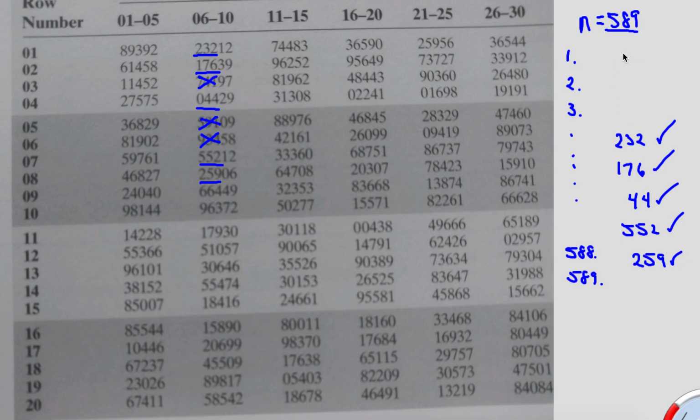Let's say we wanted to choose 5, right? So then there's our 5, whatever names correspond to those numbers.